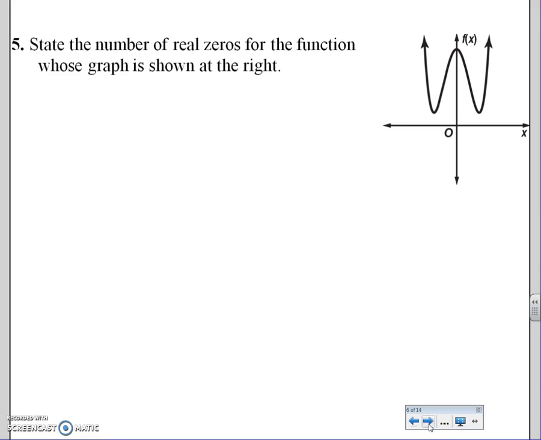State the number of real zeros for the function whose graph is on the right. So asking how many x-intercepts do we see? Well, I see 0. So 0 real zeros or roots. And now there are imaginary ones. Since there's, let's see, 2 minimums, 1 maximum, there's 3 extrema. The degree should be 4. There should be 4 roots. All 4 of them are imaginary in this case. But there's 0 real ones.